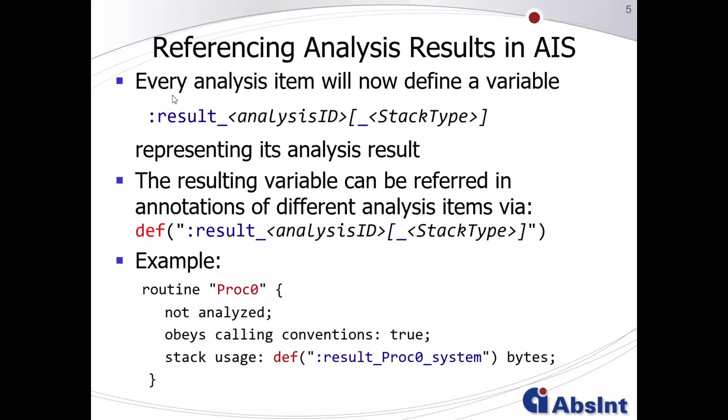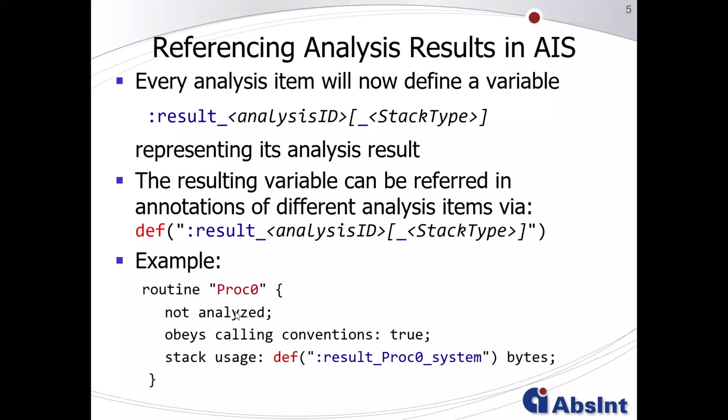Now, from this release on, every analysis will automatically define an AIS variable, an annotation variable called :result_ and then the name of the analysis ID, and optionally also the stack type for architectures that have more than one stack analysis. And this AIS variable can be referred to in user annotations by using the def operator. So you can just refer to it via def :result and then the analysis ID. And here's an example.